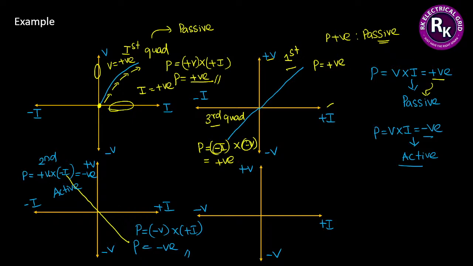So what we have understood here, sir, is that in the second quadrant and in the fourth quadrant, for the entire graph, power is going to be negative. If power is going to be negative, then the given element, the element for which the graph was drawn, is said to be an active element.